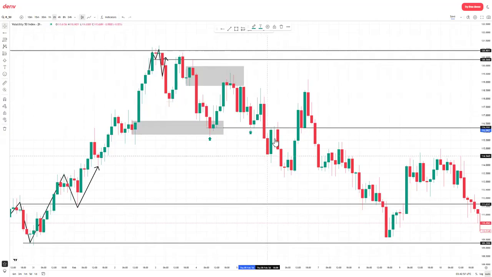It went back up to test the break of structure. This is what is causing you guys a lot of problems, because you guys are used to this kind of break of structure.